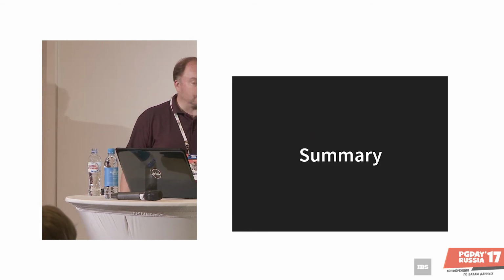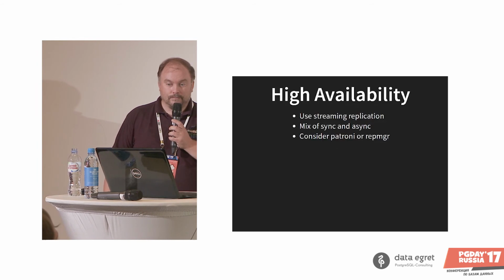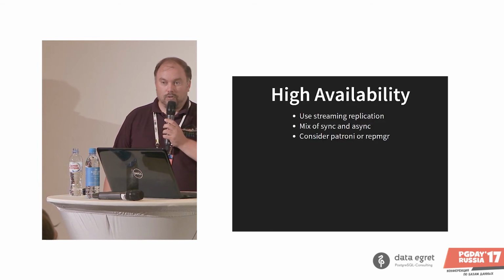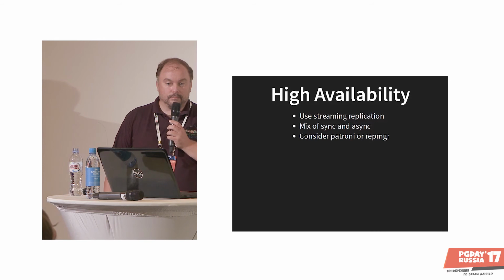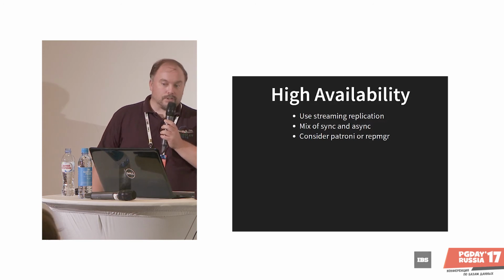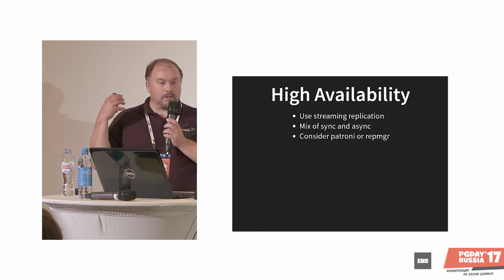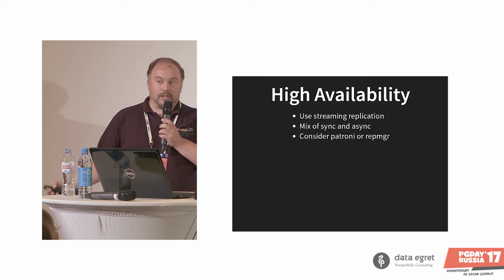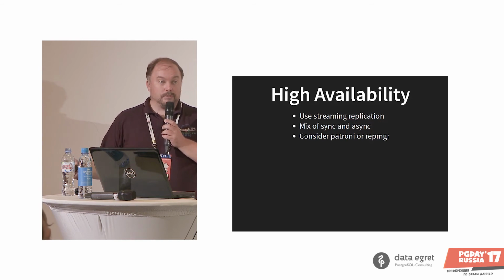So, to summarize, if you want to solve the problem of high availability, use physical streaming replication. Use a mix of synchronous or asynchronous, depending on what your needs are. Synchronous will provide you with greater availability, greater data availability. The cost for that is performance.